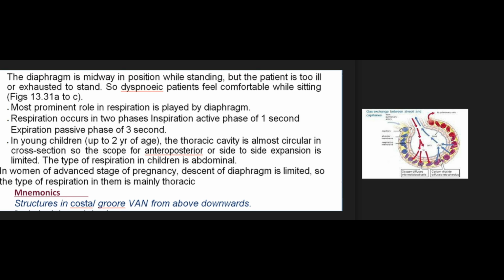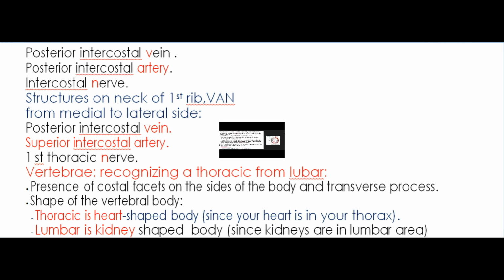The type of respiration in children is abdominal. In women in an advanced stage of pregnancy, descent of the diaphragm is limited, so the type of respiration in them is mainly thoracic. Mnemonic for structures in the costal groove: VAN, from above downwards.